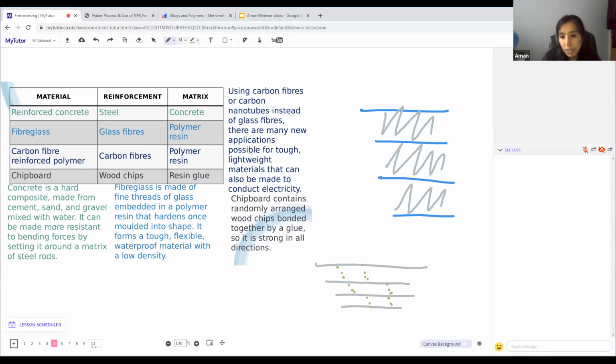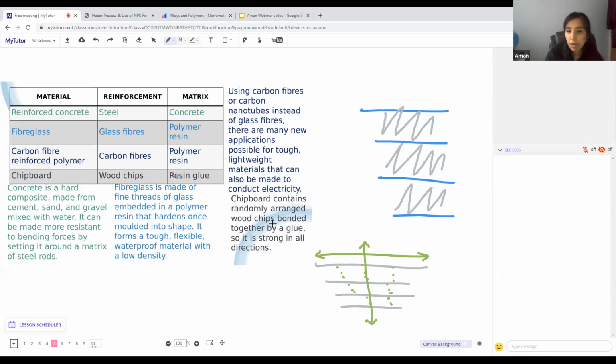Now, the way I've drawn it is to show you that these cellulose fibers, which are in the grey, are all in one direction. And that means that wood tends to be strong in one direction. So that also means that in the other direction, wood is not strong. So for example, wood is strong in this direction that I've drawn it in, but it's not strong in this direction. So to get around that, we can add glue as a matrix, so as a binding in between that wood. And what that does is it disrupts the bonding in the wood and allows it to be strong in all directions. So you can see here, it contains randomly arranged wood chips bonded together by glue so that it's strong in all directions.